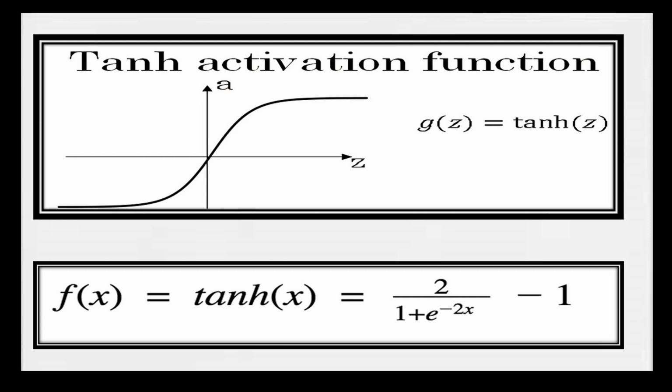Then comes the hyperbolic tangent. It's somewhat similar to sigmoid, but here the value will lie between -1 and +1. So it's less prone to the vanishing gradient problem, and it is used in hidden layers.